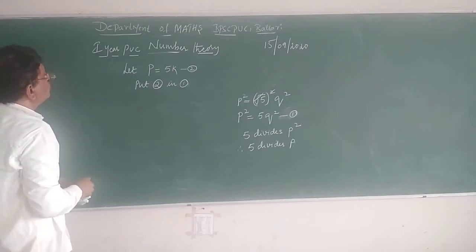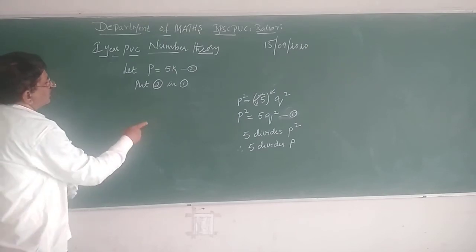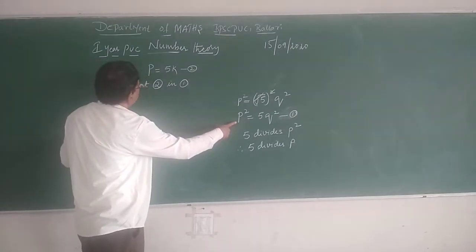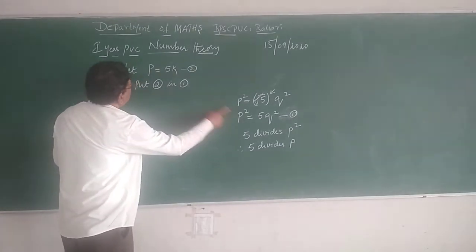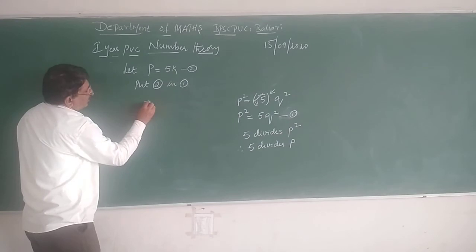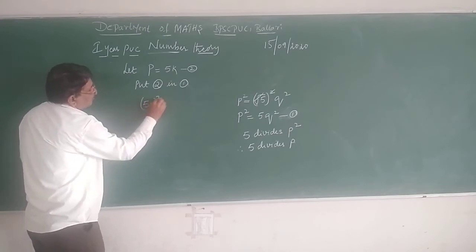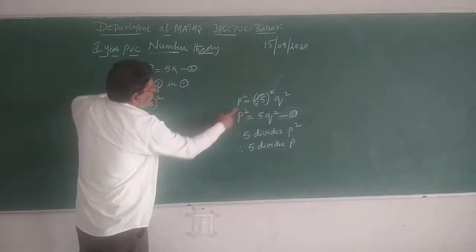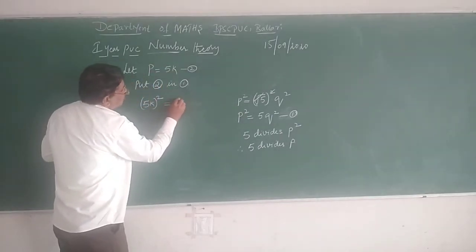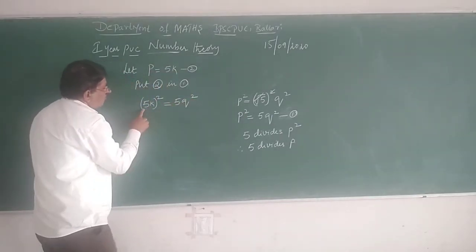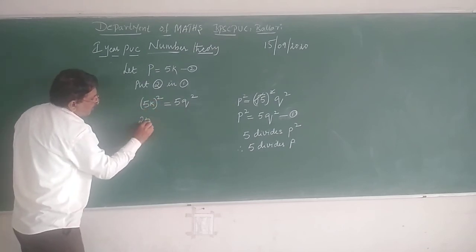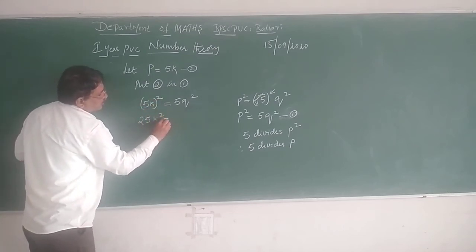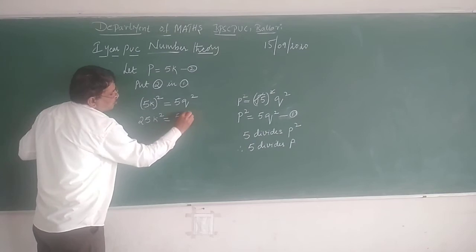Wherever P is there, put 2 in 1. Instead of P, I will put 5K whole square, because in equation 2, instead of P, I have written 5K whole square is equal to 5Q square. 5 square is 25K square is equal to 5Q square.